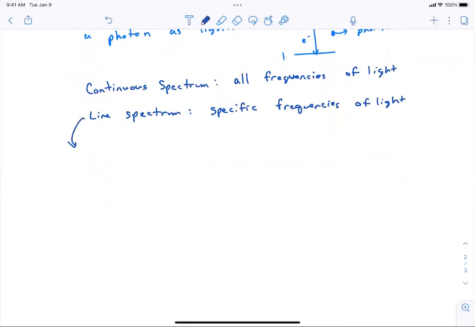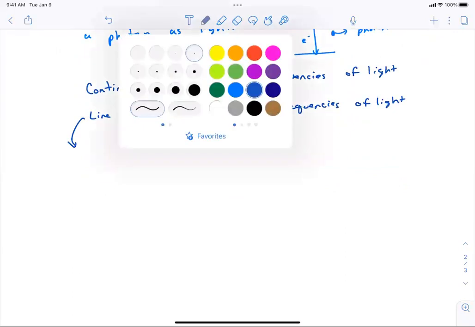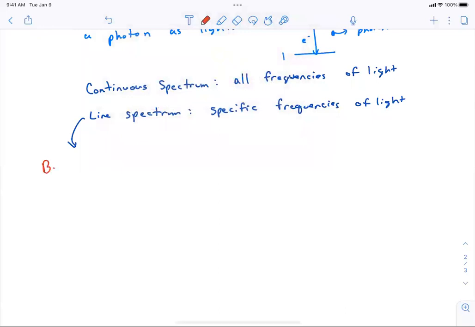So that concept of line spectrum is what Niels Bohr did to experiment with hydrogen. And so what he did was, so this is Bohr and the hydrogen emission spectrum.